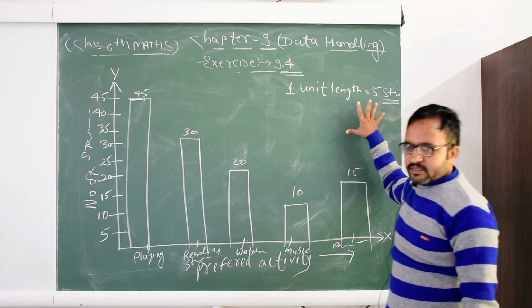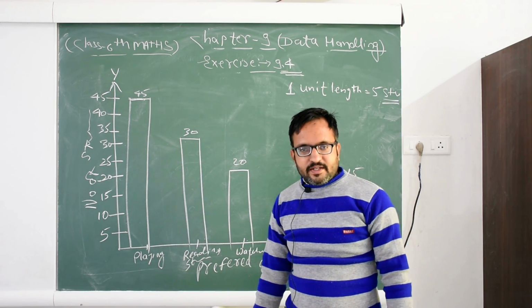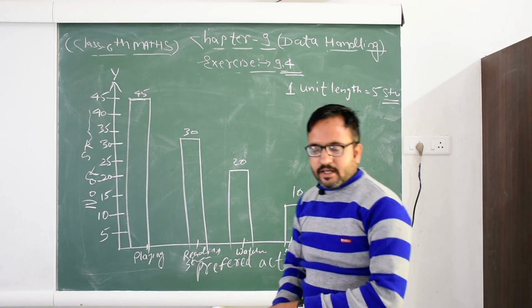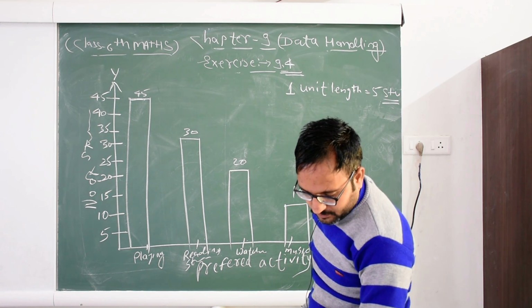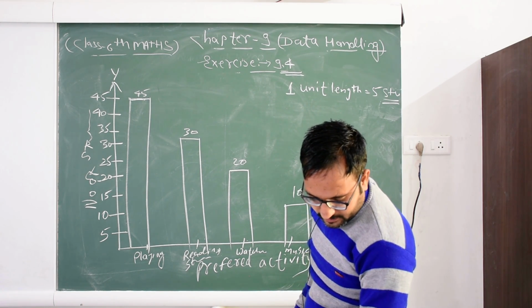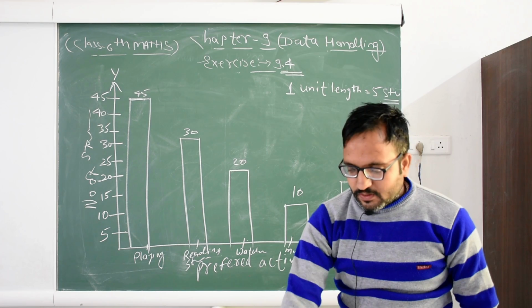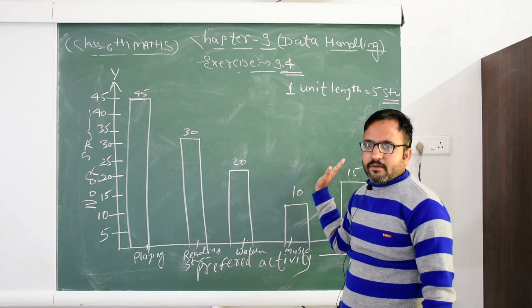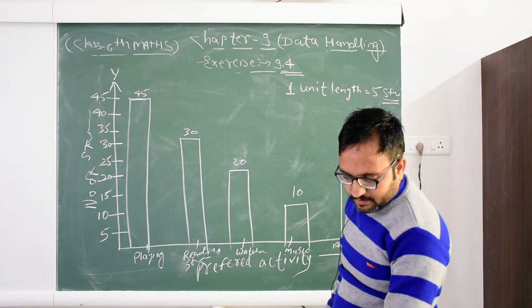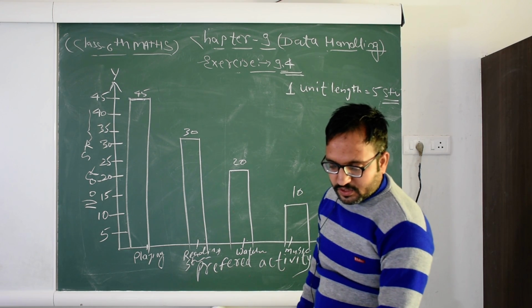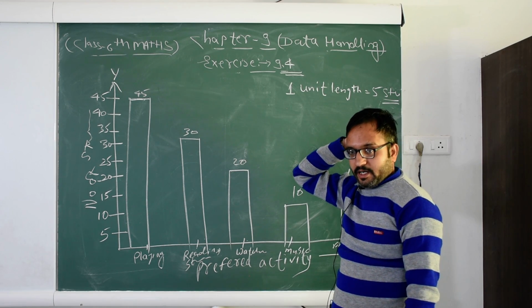Choose a scale, draw the x-axis and y-axis, and draw the different bars related to your survey. Questions 2, 3 and 4 are for your homework. In these questions we only draw the bar graph related to the survey.